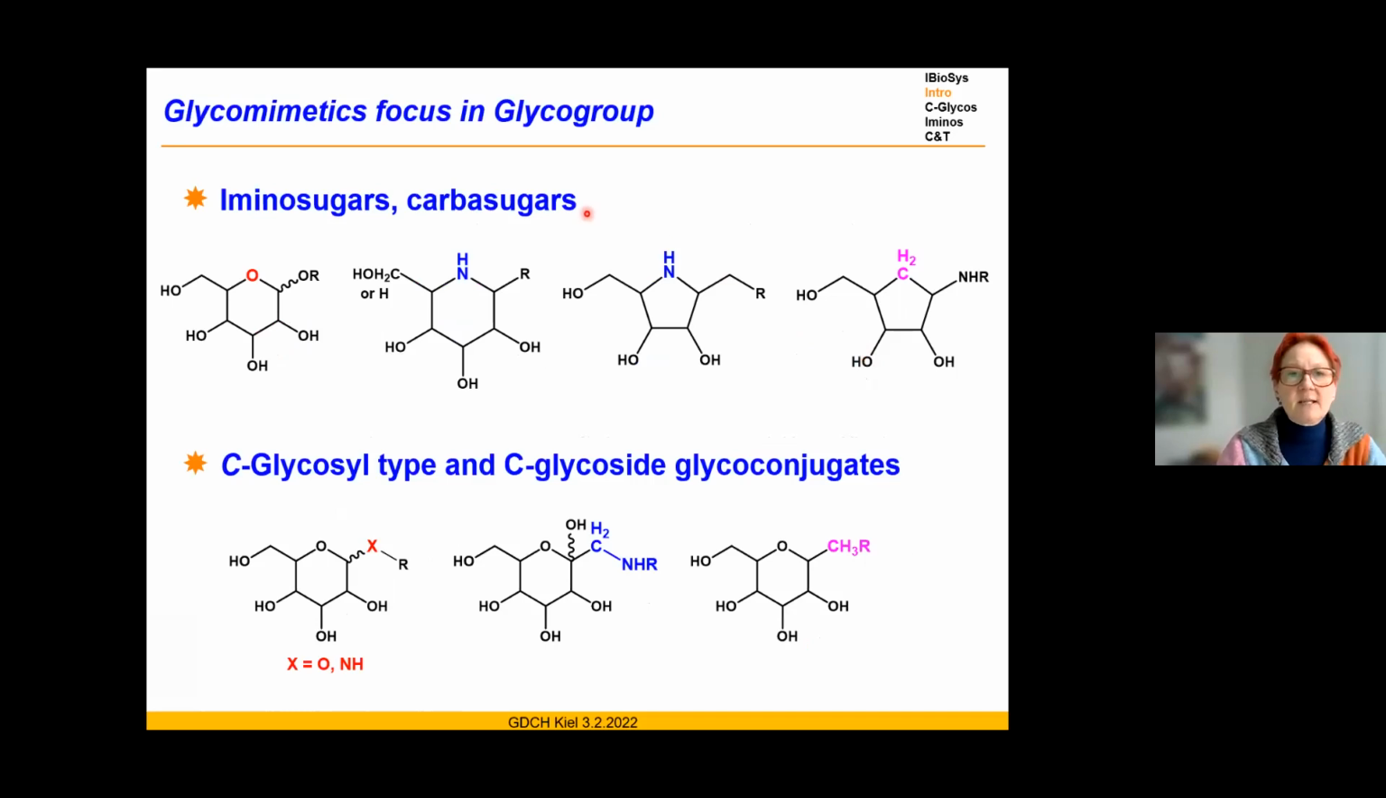And now coming to the glycomimetics our group is interested in. So we are interested in aminosugars and carbasugars. In aminosugars, the naturally occurring ring oxygen is replaced by a nitrogen atom here, and in carbasugars by a CH2 group. And we are also interested in C-glycosyl type glycomimetics. In most of the naturally occurring glycosides, we have nitrogen and oxygen linkages here, and we want to replace them by a CH2 group, in glycosyl type glycoconjugates and here in real glycosides, in order to introduce stability towards hydrolysis of those glycosides. And this is what I want to talk about today.